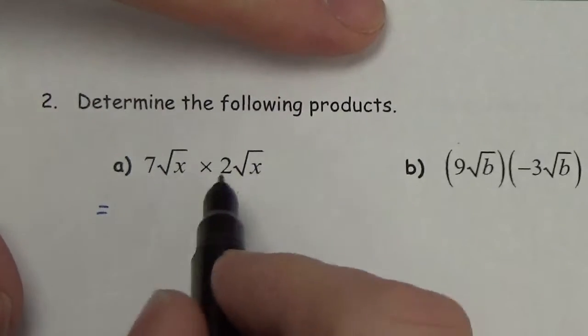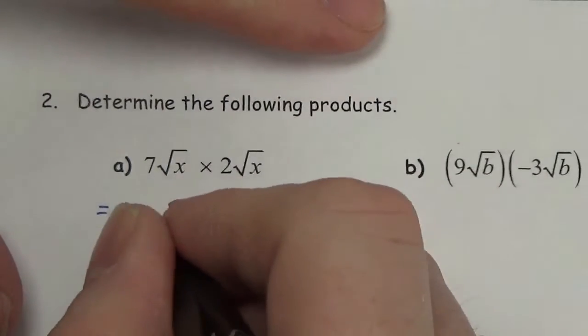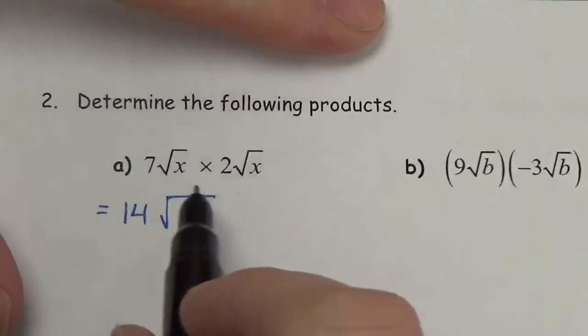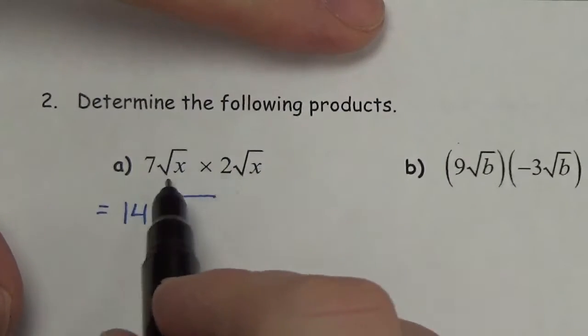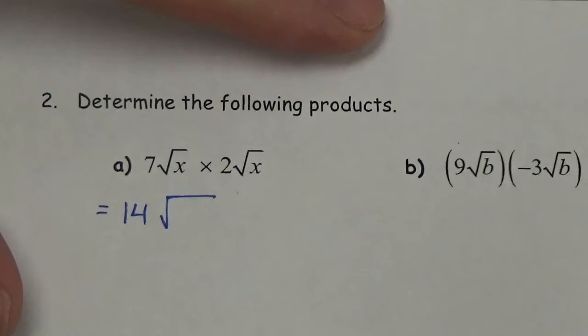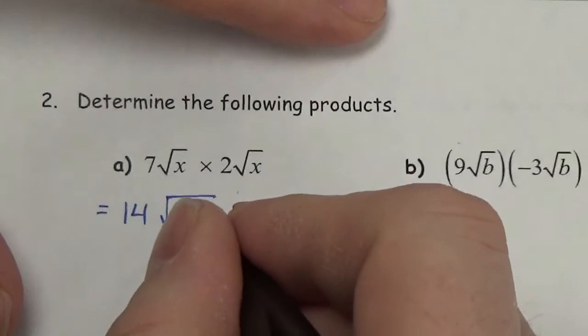Okay, I'm going to multiply the coefficients together. So 7 times 2 is going to be 14. And then under the radical, I'm going to multiply the two radicands. Well, in this case, they're the same. So remember, x times x is x squared.